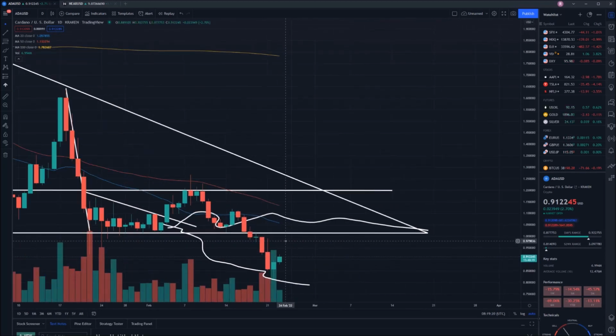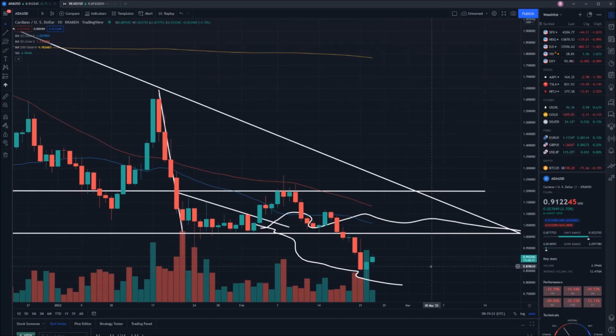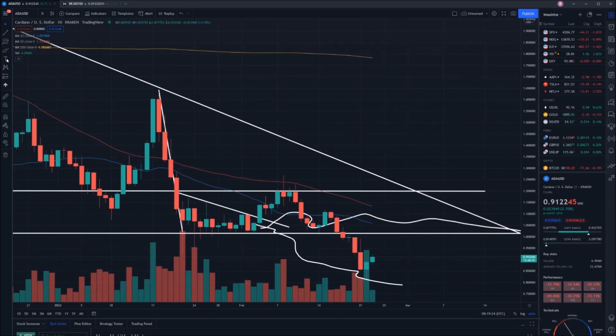So let's have a look at ADA here. And as you can see, our prediction, both of them sort of came into fruition. We either said we're going to break sideways or downwards. We knew we weren't going up past this key point here, which is at $1.20. That was the top end of our sideways channel for the time being.